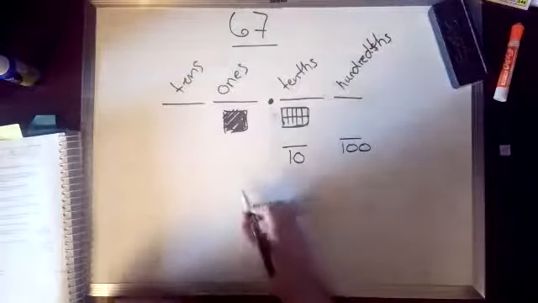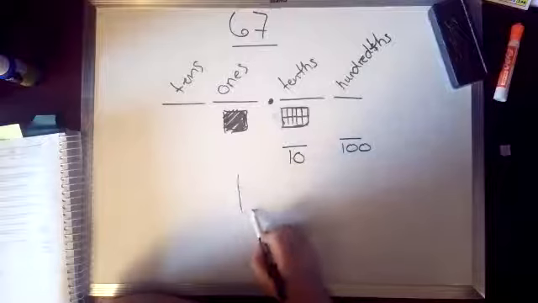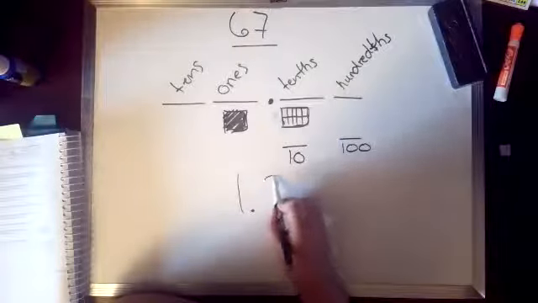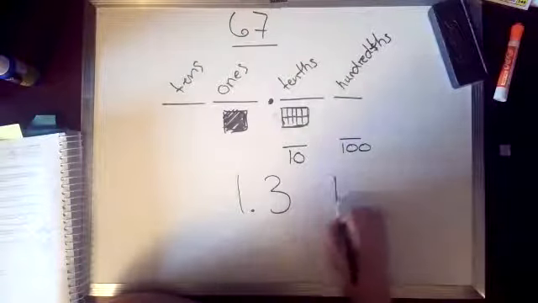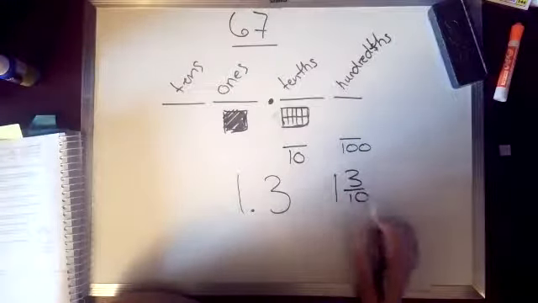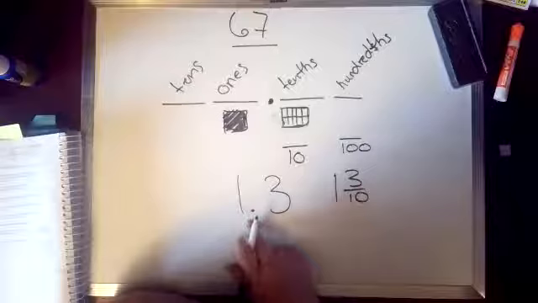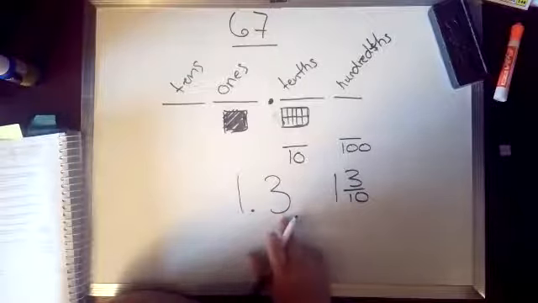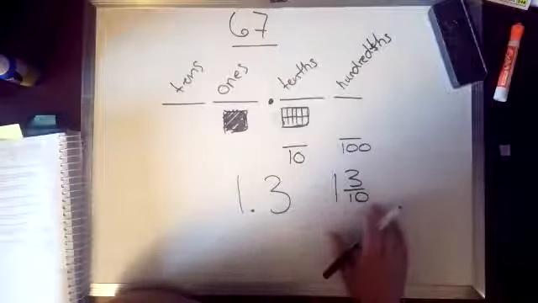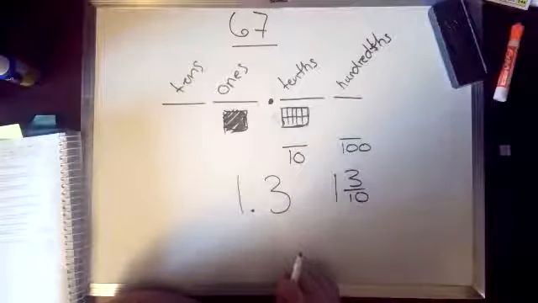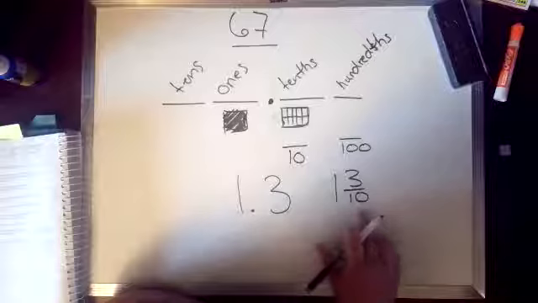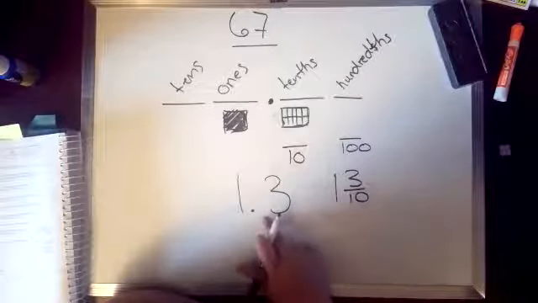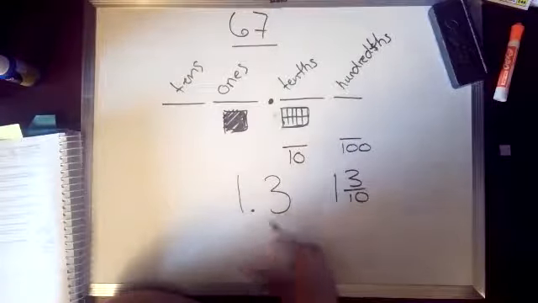Now, if I have a number like this, I have one whole and 3 tenths. As a fraction, that would look like this. As a decimal, it looks like this. 1 and 3 tenths. Said the same way, written slightly different. But the 10 at the bottom here tells me what column I need to be in over here.